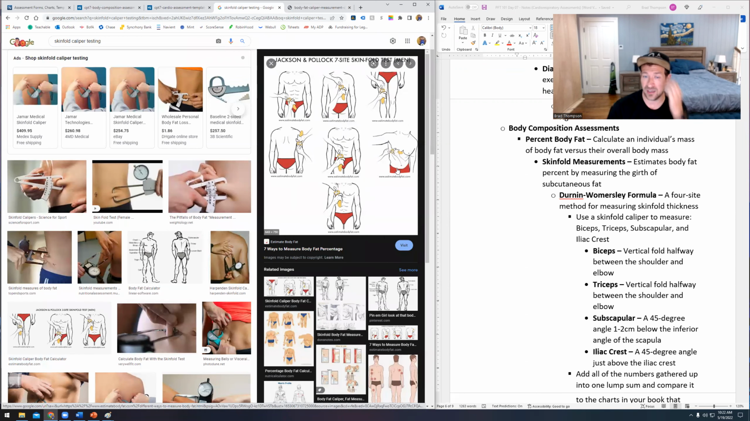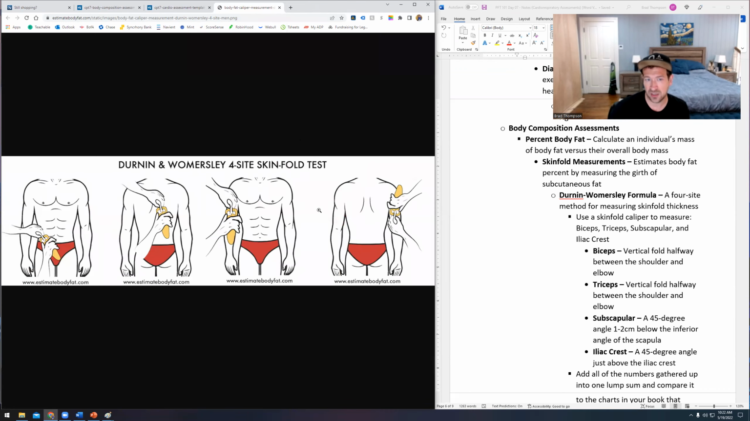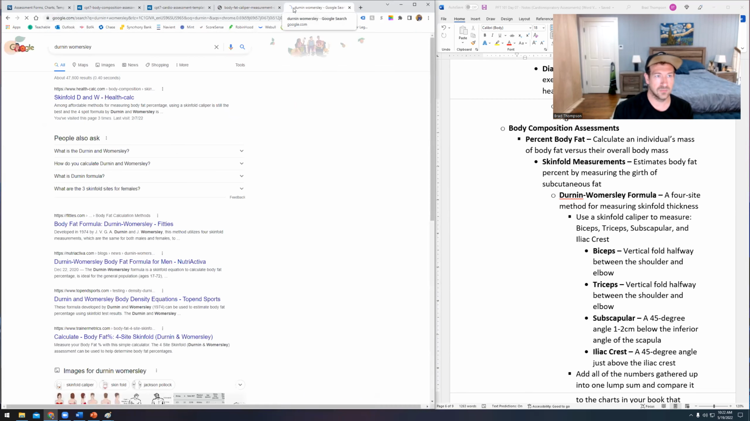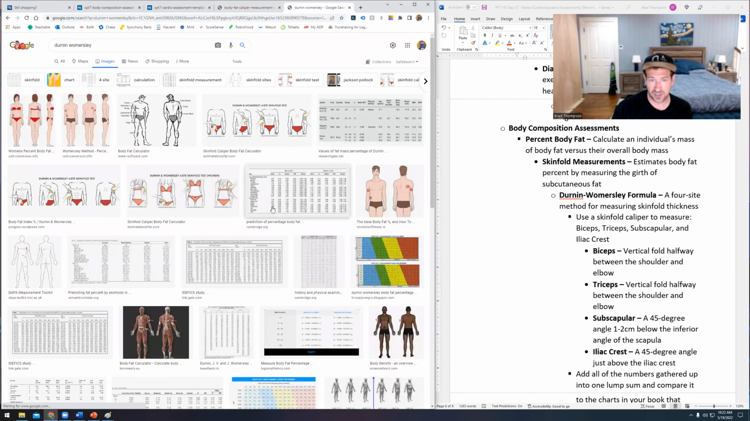There's a 7-site method where you do all of them. You're kind of putting Durnin and Jackson Pollock 3-site together. This is the one I like. It's biceps, triceps, subscapular, so you're going to pinch just below the scapula, and iliac crest right there on the stomach, right? So that's just above that little bony knob that we were looking at yesterday for the hip flexor complex. And what you do is you just add all the numbers together, and then you're going to look on a chart and look at their age, and you're going to measure the two together, right?